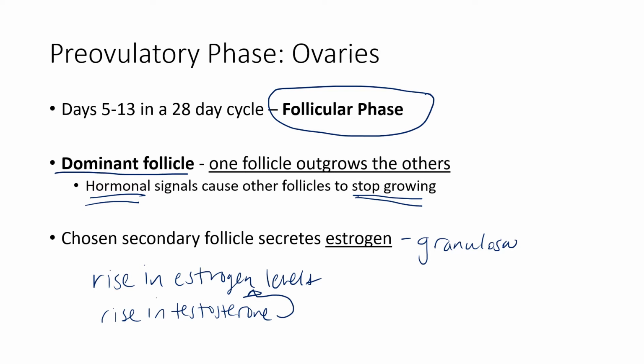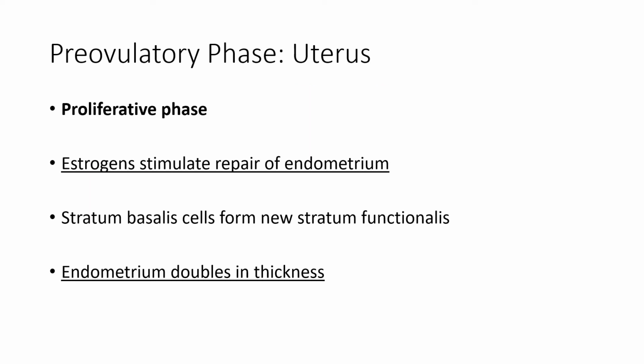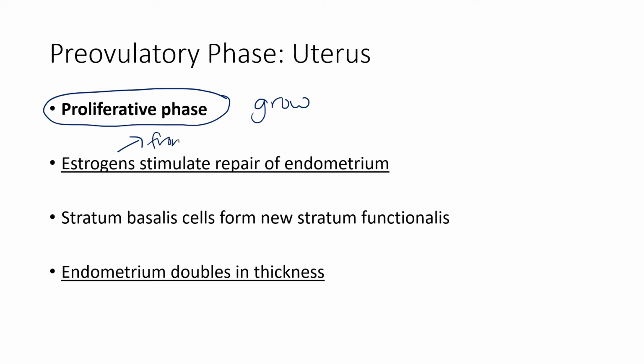Now, while all this is happening in the ovaries, the uterus is also going through its own particular phase, which is called the proliferative phase. So remember, to proliferate means to grow in number or size. So what happens here is those estrogens, which once again are from the follicle, they tell the uterine lining, they tell that stratum functionalis to be rebuilt. So this is a period of rebuilding.